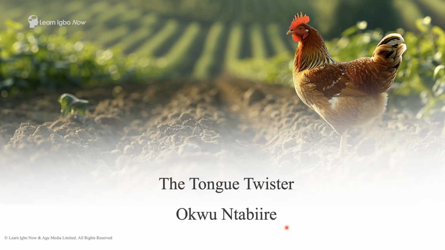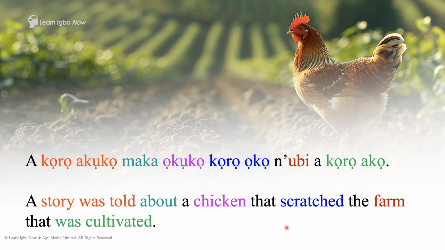So I'm going to say it 2 times slowly and then 5 times quickly. Ready? Let's begin. Ka anyị bido. Akọrọ akụkọ maka ọkụkọ kọrọ ọkọ n'ubi akọrọ akọ. So that means a story was told about a chicken that scratched the farm that was cultivated.